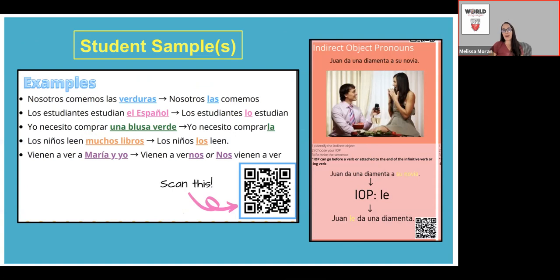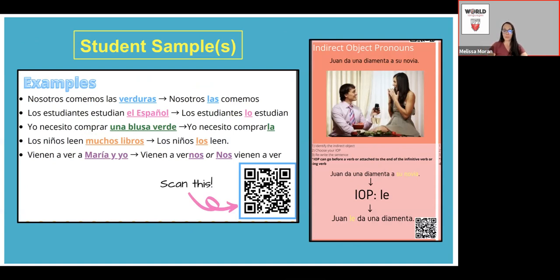This is an example of how I infuse Canva, so a Canva infographic, along with a QR code that came from Vocaroo. This is a great way for my students to show their understanding and present information in a more techie way. So they can infuse sentences, pictures, as well as the QR code.